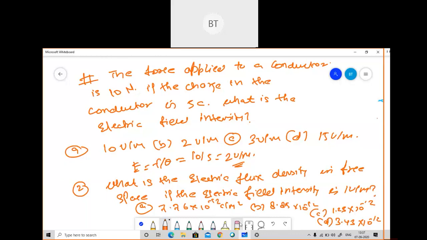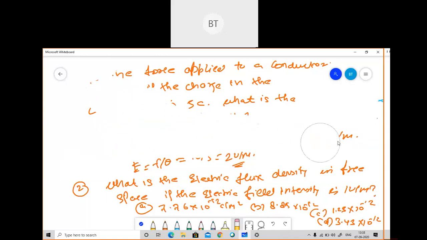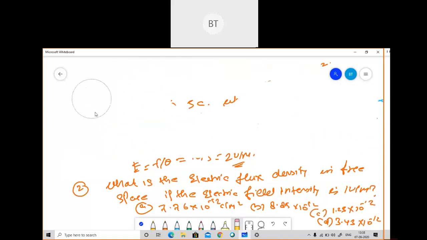So I'll repeat the question one more time, and this is also a simple problem. So the problem is like this, that they are asking you to calculate the electric flux density in free space if the intensity is given as 1 volt per meter. So please tell me what will be the correct answer.